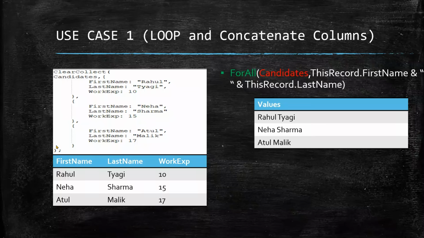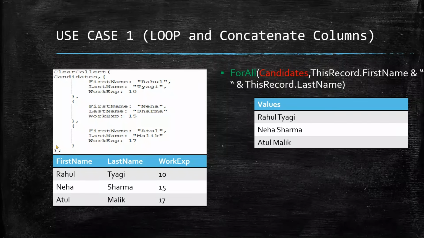So let's discuss the first use case. In this use case, I have a collection with the name candidates. You can see on the left hand side, in that candidate collection, I have three parameters: first one is first name, second is last name, and third is work experience. So my requirement is that I need to iterate this complete collection and concatenate first name and last name. So let's see how we can do it with the help of the ForAll function.